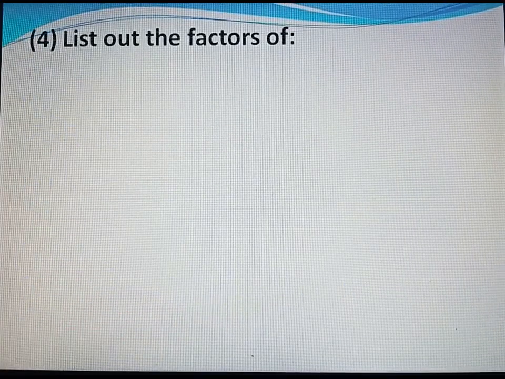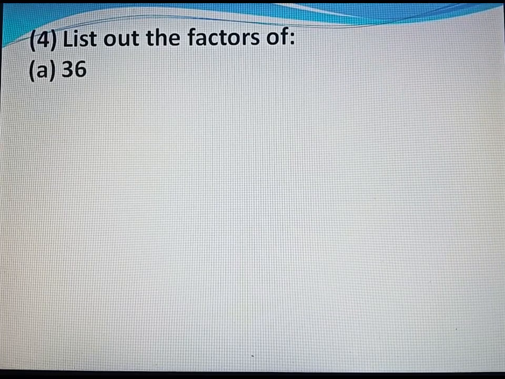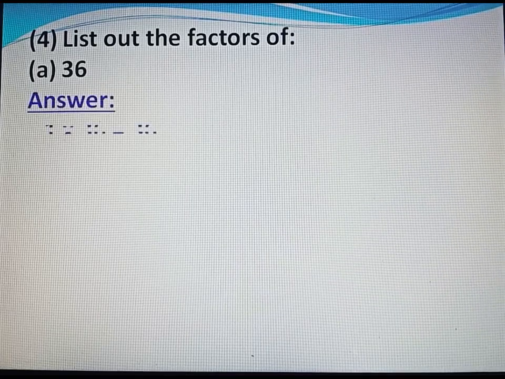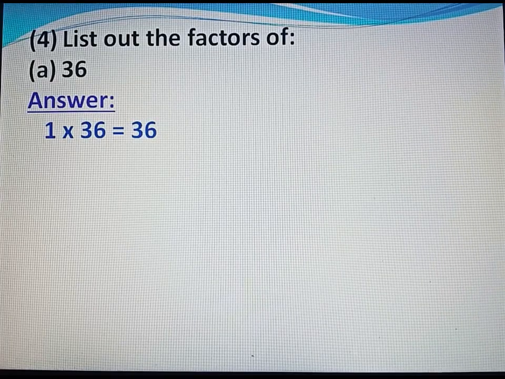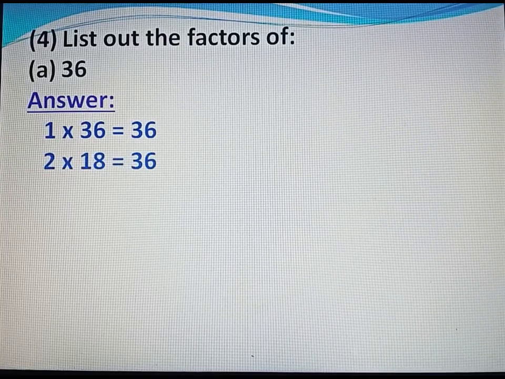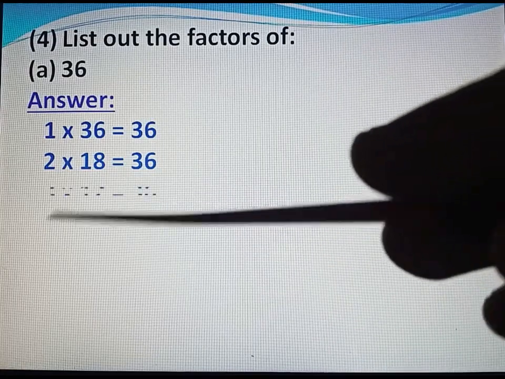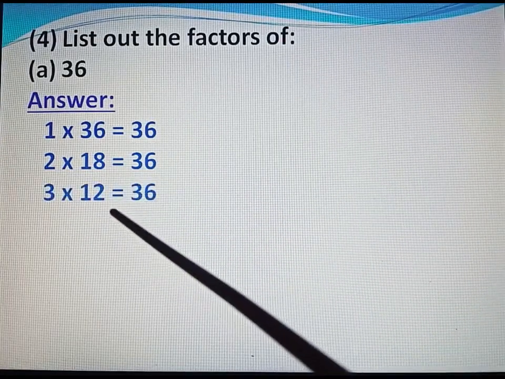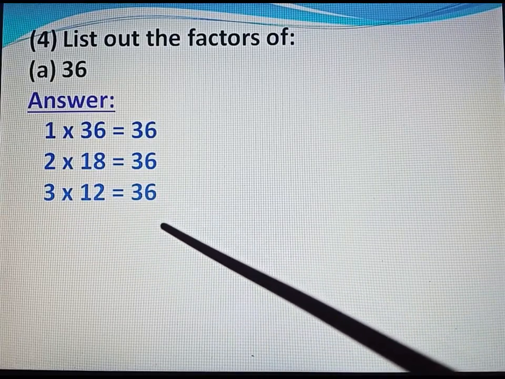Now, question number 4. List out the factors of A part, 36. Now, we have to find the factors of 36. Answer: 1 multiply 36 equal 36, or 36 multiply 1 equal 36. Next, 2 multiply 18 equal 36, or 18 multiply 2 equal 36.